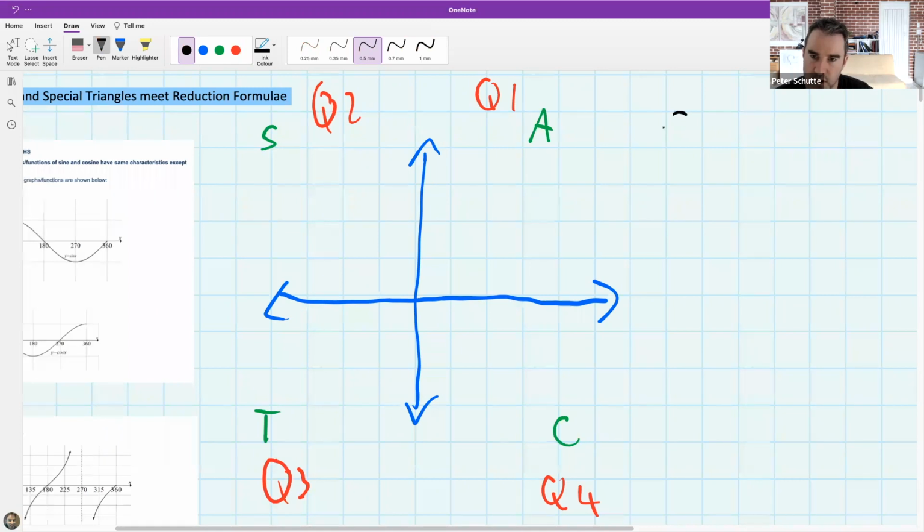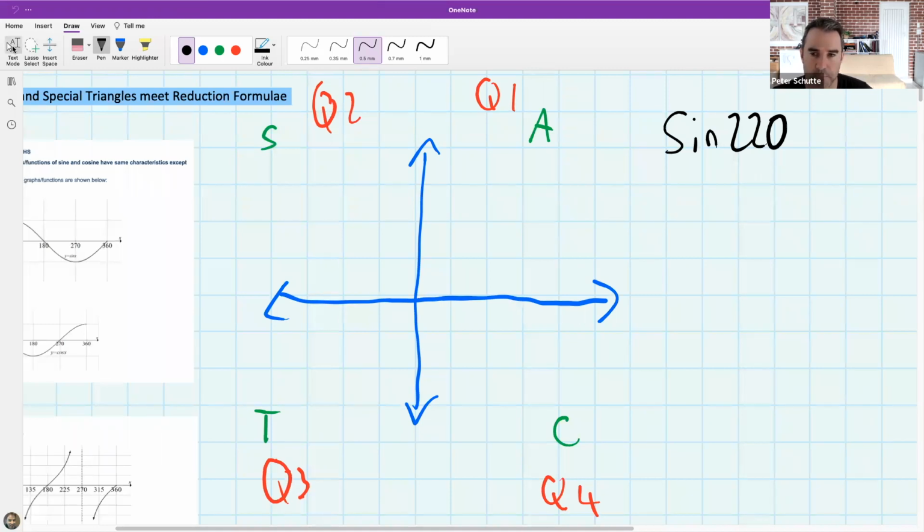If I said to you the sine of 220, would that be positive or negative just using the CAST diagram in front of you? And I want you to put that in the chat. Is the sine of 220 positive or negative? Okay, there's a couple of differences. Okay, so the majority seems to suggest negative, which I agree with. But there are some positives.